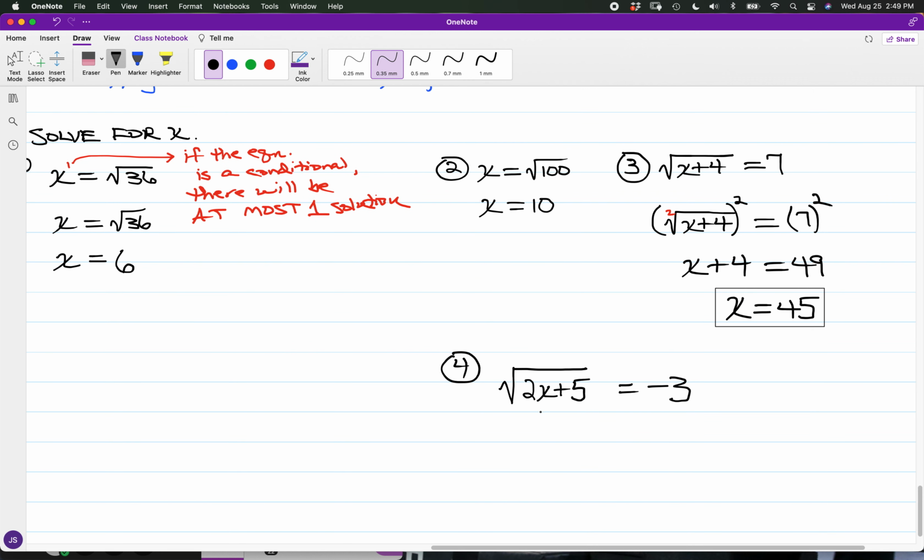Again, I have the square root of 2x plus 5, so I have an even root radical, a square root. And again, the square roots or even roots of an expression cannot reduce to a negative constant. And guess what? With that negative 3, there's going to be no solution, and it's because of the negative sign.